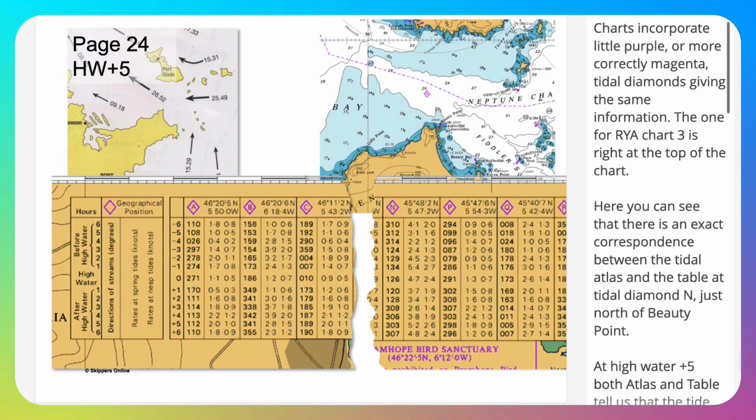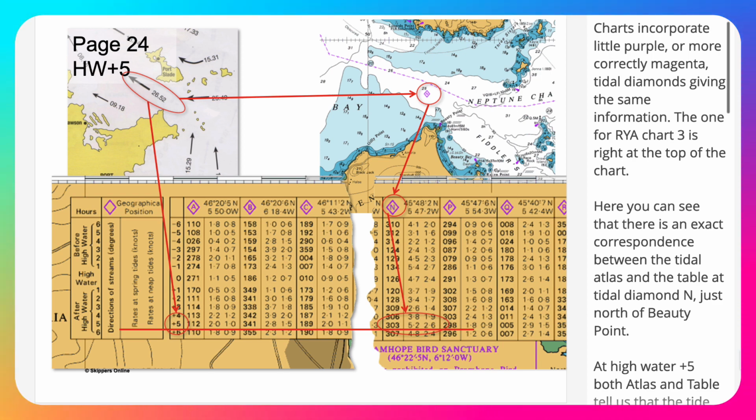Charts incorporate little purple, or more correctly magenta, tidal diamonds, giving the same information. The one for RYA Chart 3 is right at the top of the chart. Here you can see that there is an exact correspondence between the tidal atlas and the table at tidal diamond N, just north of Beauty Point. At high water +5, both atlas and table tell us that the tide should be setting 303 degrees at 2.6 knots on an average neap tide, and at 5.2 knots on an average spring tide.